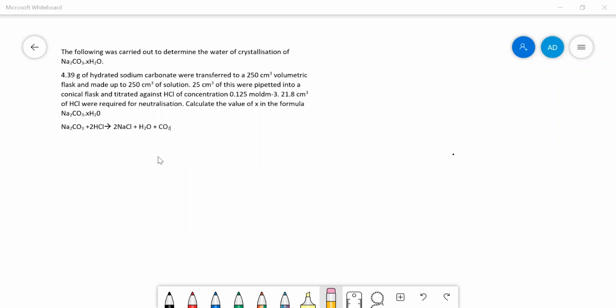Okay, so this titration is to determine the water of crystallization of hydrated sodium carbonate. In other words, it's to find out the value of X in that formula. It's to find out how many molecules of water per unit of sodium carbonate. Okay, so we read the question and we've got 4.39 grams of the sodium carbonate in a volumetric flask.